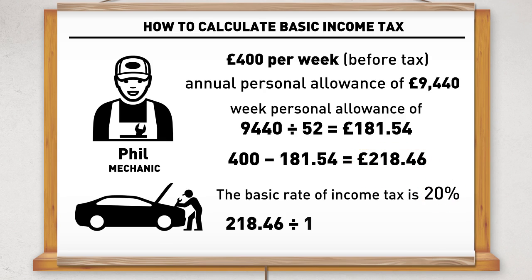£218.46 divided by 100 times 20 equals 43.692, which rounds to £43.69. So each week Phil will pay £43.69 tax, and it will be deducted from his wage.